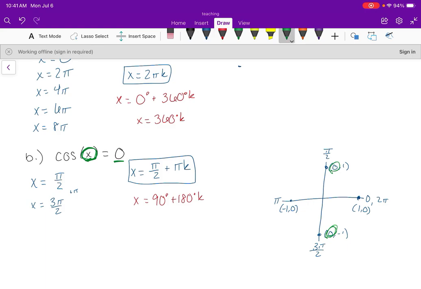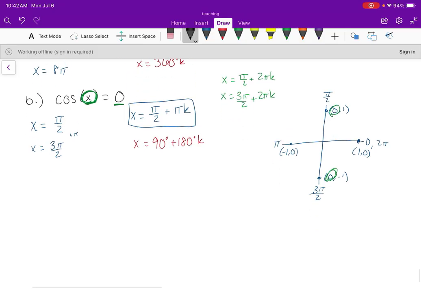Now let's say, for example, you wrote me your answer and you wrote it like this. You said x equals pi over 2 plus 2 pi k. So pi over 2 and everything coterminal to it. And then you just wrote me 3 pi over 2 plus 2 pi k. I will accept this as a correct answer. It's not the best way to have written your answer, but it's fine. It's still correct, so I wouldn't mark it wrong or anything.